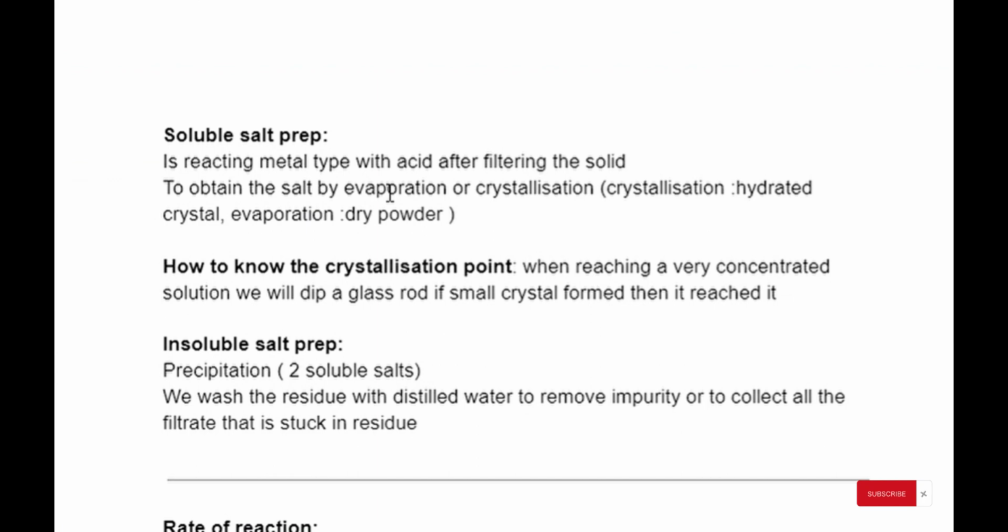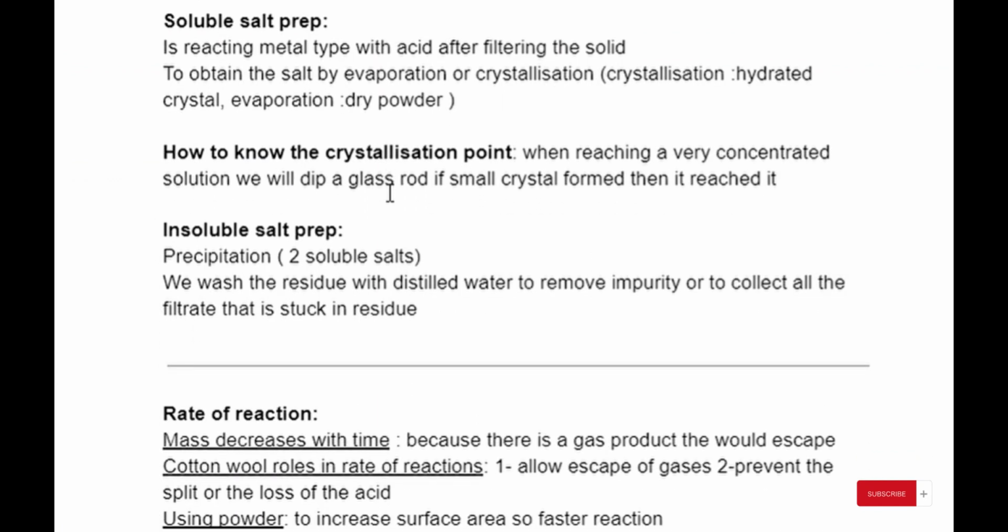Moving on, soluble salt preparation is reacting metal type with acid, after filtering the solid to obtain the salt by evaporation or crystallization. So when do you say that you will perform evaporation or when do you need to perform crystallization? Crystallization is connected with having a hydrated crystal and evaporation is connected with having a dry powder. How to know the crystallization point? You bring a glass rod, you place it into the solution, and if tiny crystals form on the glass rod, then you reach the crystallization point. Other than that, you still didn't reach it.